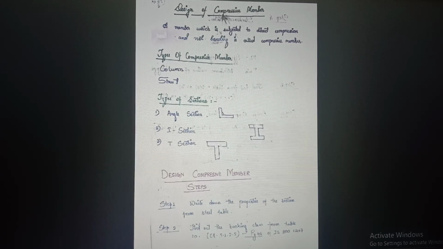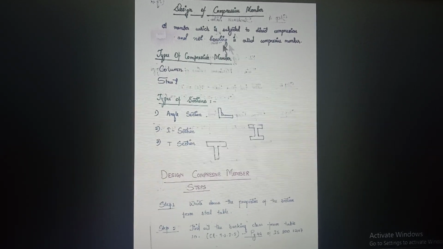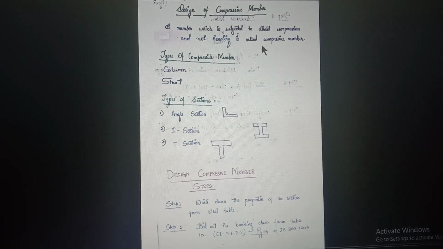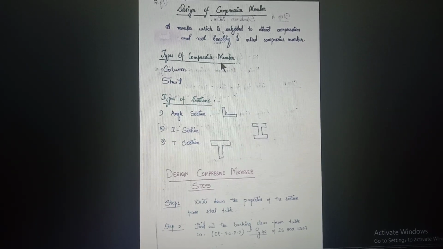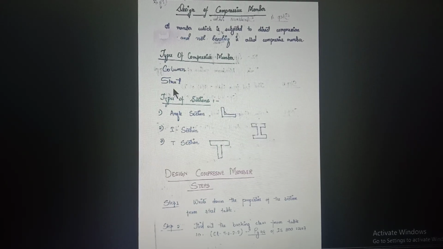What is a compressive member? It is a member which is subjected to direct compression but not bending. We have two types of compressive member. The first is column, which is a vertical member, and the second one is strut, which is an inclined member.